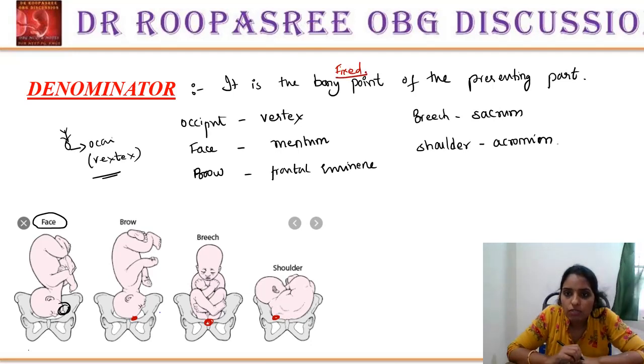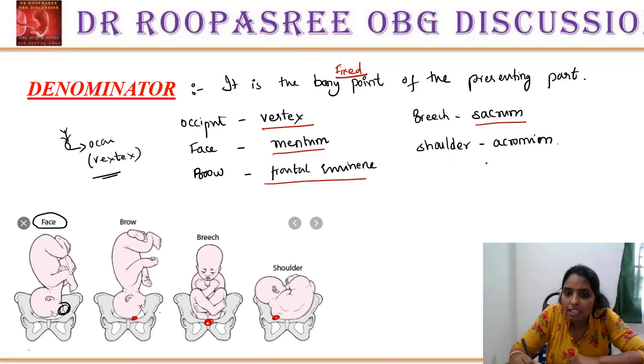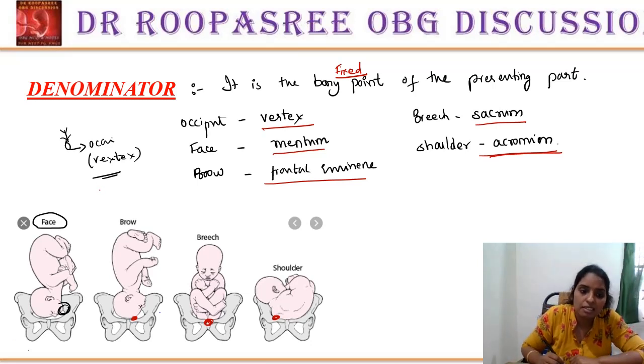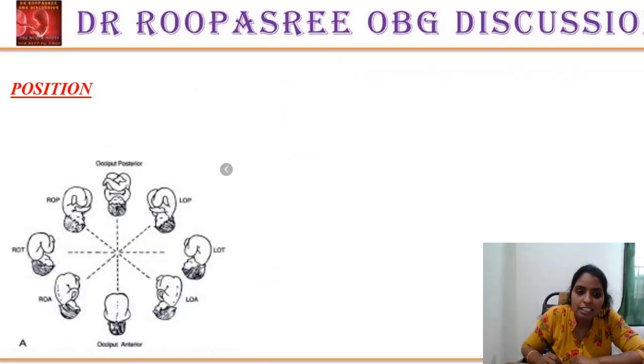Fixed bony point of the presenting part, in which the occiput vertex is the fixed part, in face mentum, in brow frontal eminence, in breech sacrum, and in shoulder acromion. Okay, they will be asking what is the denominator in case of breech? It is sacrum. What is the denominator in case of face? It is mentum. Questions may be asked like this. And the next is position.